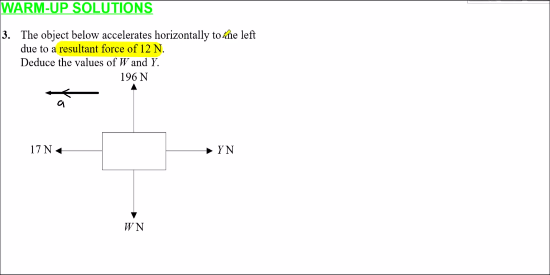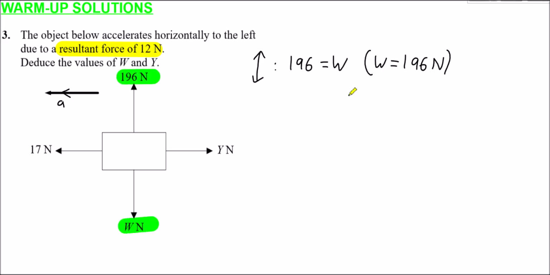So if it's accelerating to the left, that means the resultant force is to the left and to the left only. And so it's not accelerating up or down, it's not accelerating vertically, therefore the sum of vertical forces must equal 0. So in other words, thinking vertically, 196 must equal W. In other words, W must equal 196 newtons. It's not going up or down, so W must balance exactly with this 196. They're equal and opposite, so the forces vertically cancel.